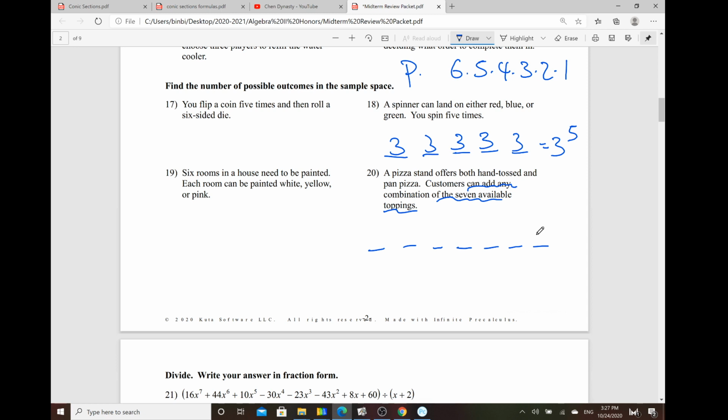Now, what if the customer does not want to add any topping? That would be the extra one, so that would be 8. And this one is either hand toss or pan pizza. So that would be 2 times 2 times 2 times 2 times 2 times 2 times 2 times 2. Then that'll be 2 to the power of 8. So the extra blank that I put in here is for when the customer doesn't want to add any topping. So sometimes you'll see a tricky problem like that.